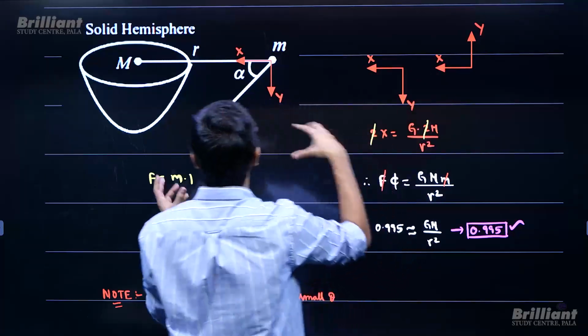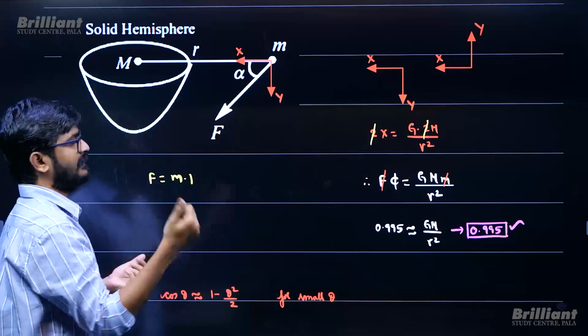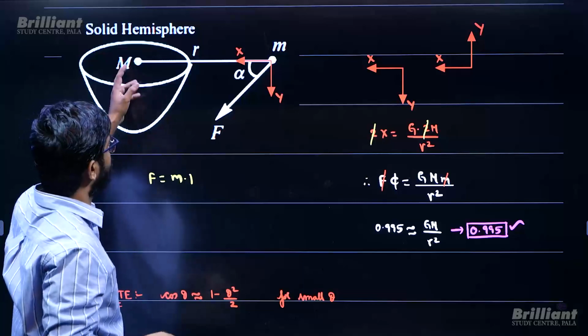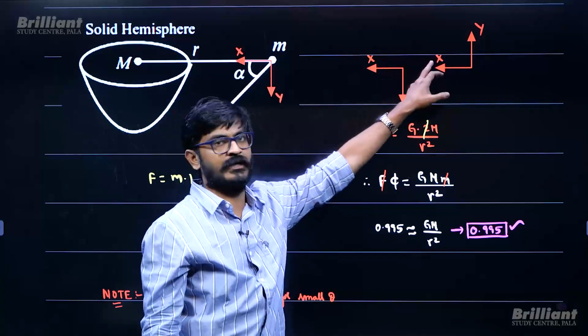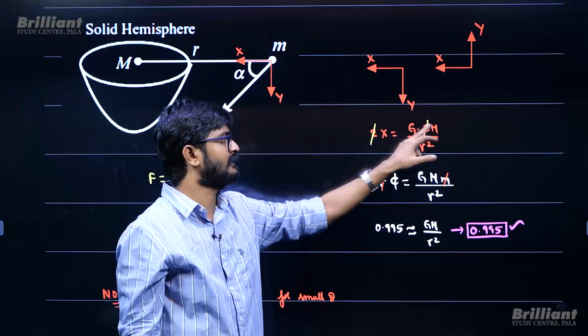So net field due to the full sphere is 2x. Net field due to the full sphere will be G into mass by r square. But what is the mass of the full sphere? 2m, M and m, 2m. So 2x due to the full sphere equals G into total mass of the sphere by r square. So x is going to be GM by r square.